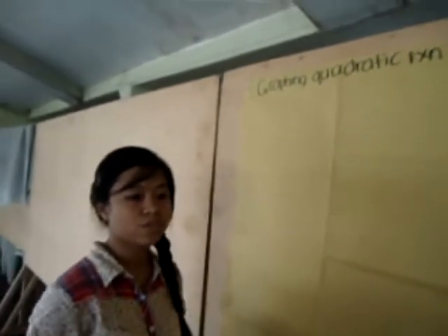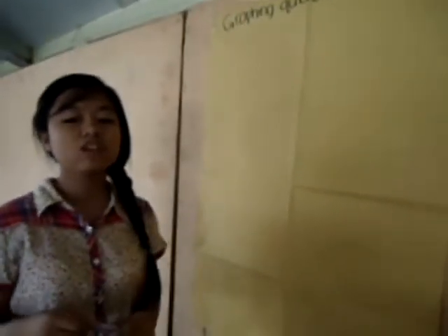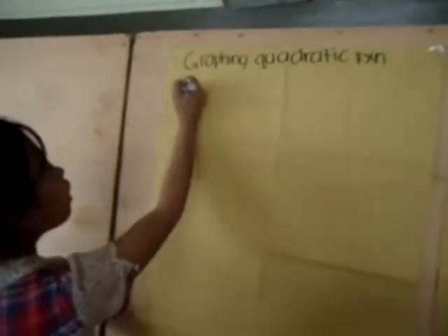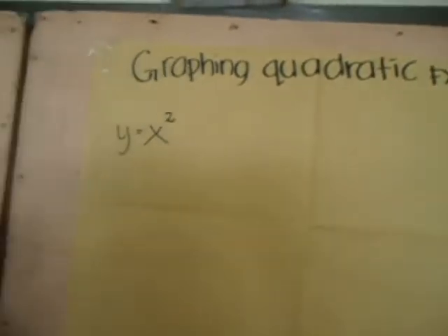Let us tackle graphing quadratic functions. From the graph of quadratic functions, many properties of the quadratic functions can be read. Example number 1. Graph the simplest quadratic function y equals x squared.